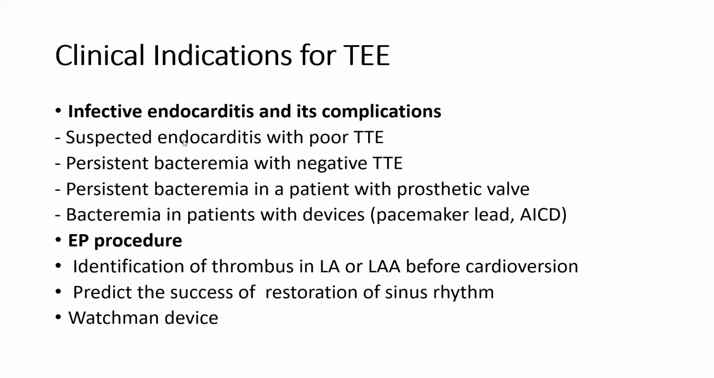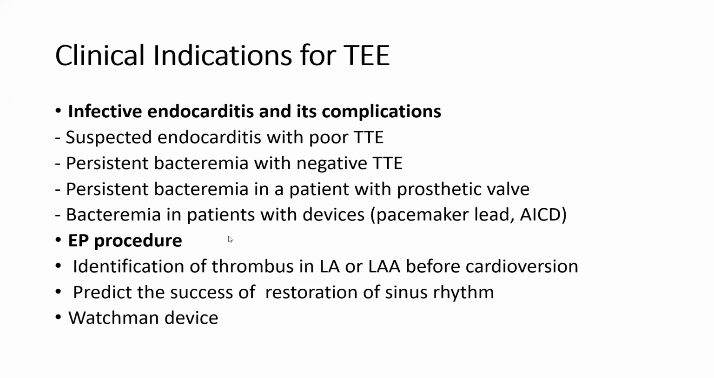Infective endocarditis: if you are suspecting infective endocarditis and the transthoracic study has a poor window and poor images, and you cannot see the vegetation, you proceed to TEE. If you have persistent bacteremia with a typical organism, if you have an ICD or pacemaker, and you want to rule out infective endocarditis, go for it.